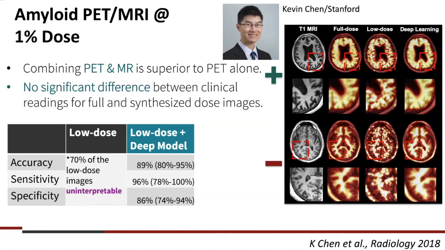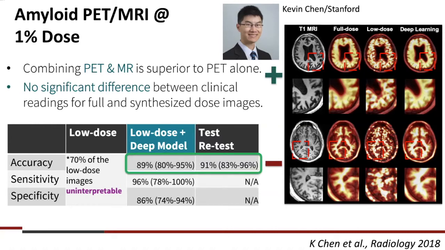Well, it turns out that if radiologists actually read the same images themselves twice, they actually have a test-retest on the order of about 90% as well. And that is mainly because there are often these borderline cases where there may be some amyloid uptake and it may be very difficult to interpret. So I think that what Kevin showed was that the performance of a deep learning network at 1% dose was actually quite similar to probably about as well as humans could do on this task.